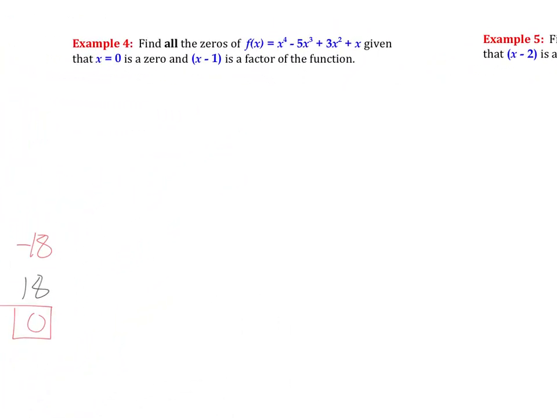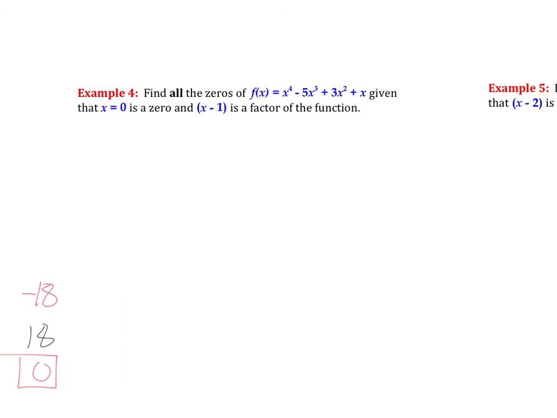Example 4, find all of the zeros. Given the function, ooh, I'm noticing, hey, we got a skipped term on this guy. We need to have a little plus 0 at the end. Remember, whenever we're doing these, you always have to go in descending order, highest exponent down to the constant.